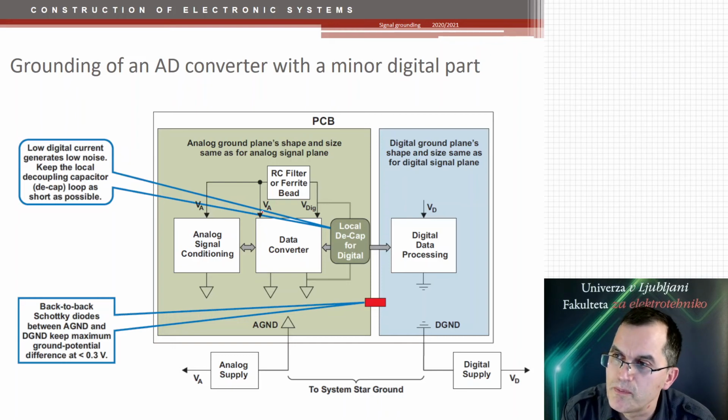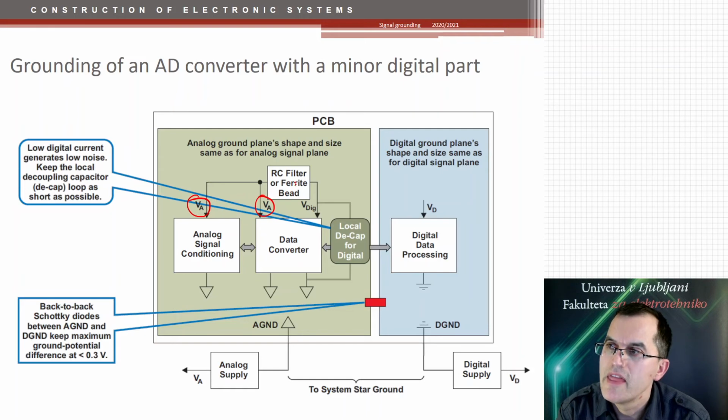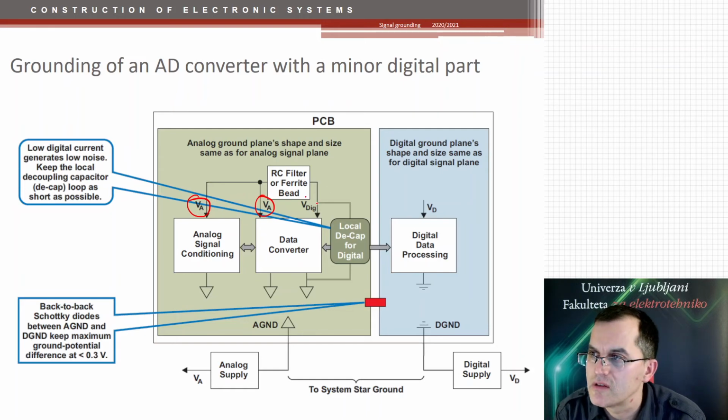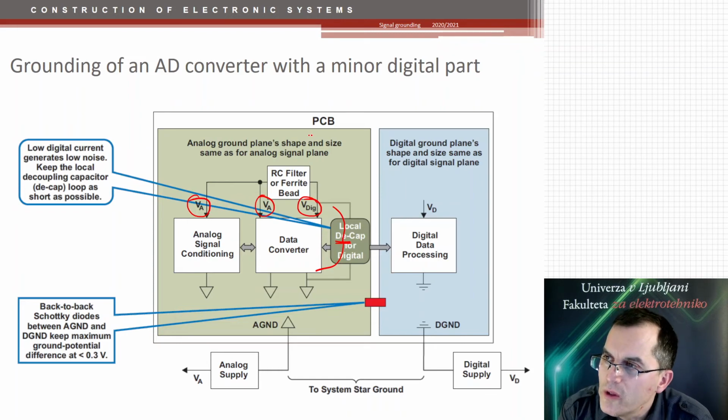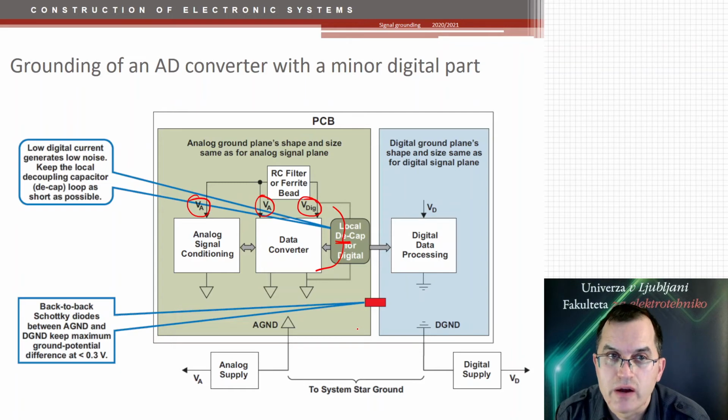The analog power supply is here and here. Then we have some filtering, and then we have a digital power supply. We have local decoupling capacitors, which are providing a stable digital power supply. And all that is connected to an analog ground. Then we have a microcontroller, and we have a high-speed bus there, which connects to the data converter.